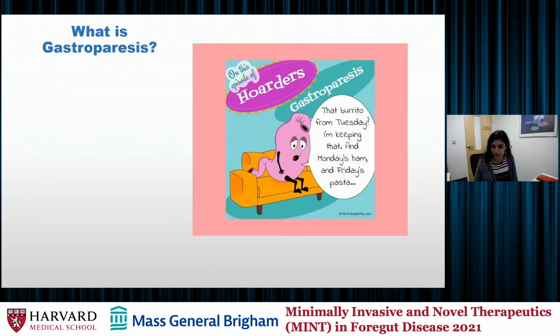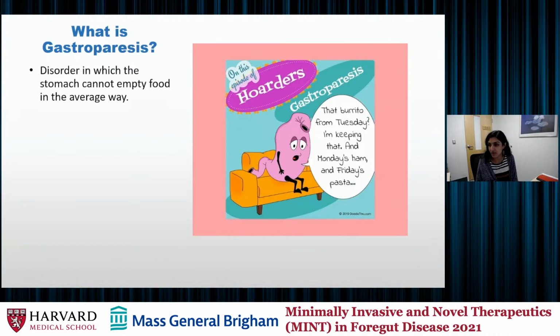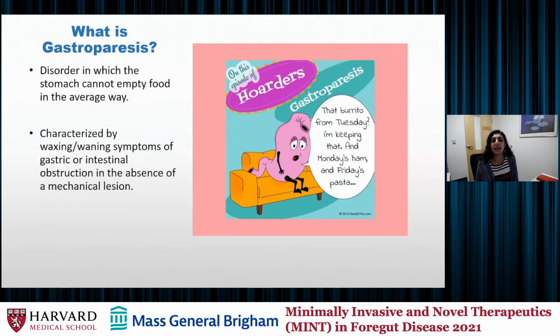So what is gastroparesis? It's a disorder in which the stomach cannot empty food in the average way. So basically, it's taking a long time for this food to get through the digestive tract. It's characterized by waxing and waning symptoms of gastric or intestinal obstruction in the absence of a mechanical lesion.